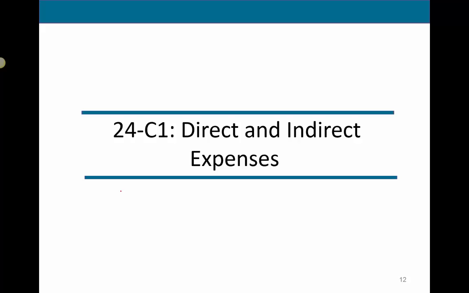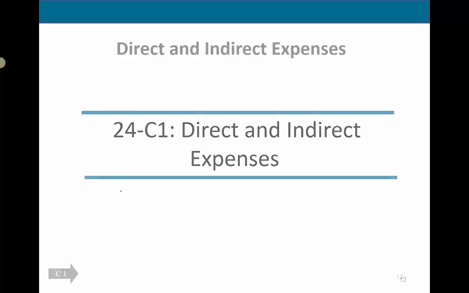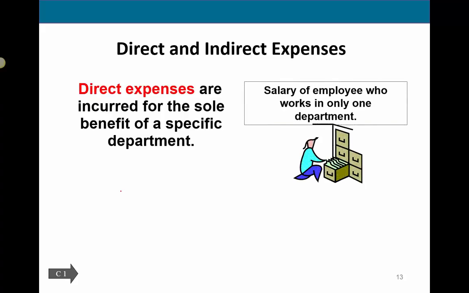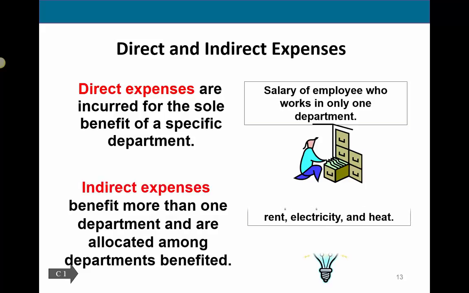Okay, so now we're going to break things up into direct versus indirect. So direct expenses are incurred for the sole benefit of a specific department, right? So directly related to the department. One example is a salary of an employee who works in only one department. If they worked in several, there may be some indirect issues, right? So supporting more than one department. Indirect expenses benefit more than one department, like, for example, electricity or rent or heat, right? So you don't just necessarily turn on the electricity only for one department and turn it off for another, right?